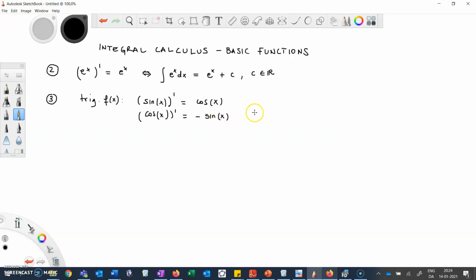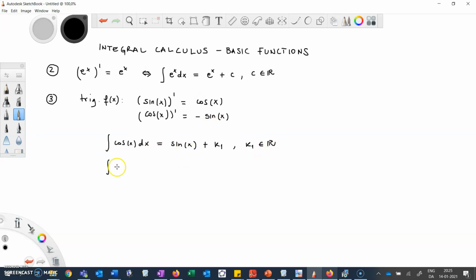function. So it goes by itself that the integral of the cosine of x dx is just going to be the sine of x. This is its antiderivative plus a generic constant k1, where k1 belongs to the real numbers.